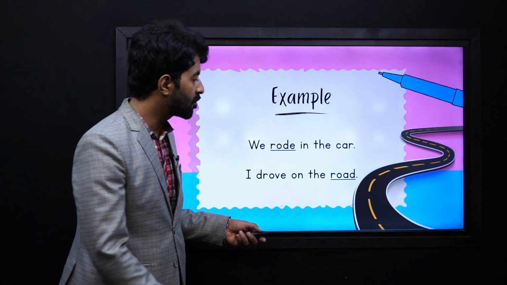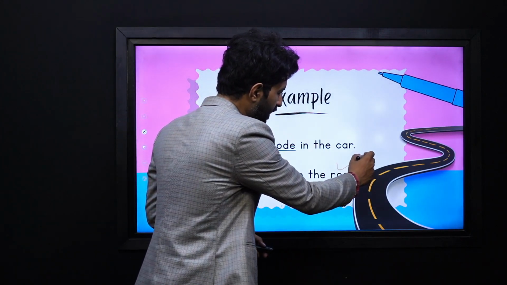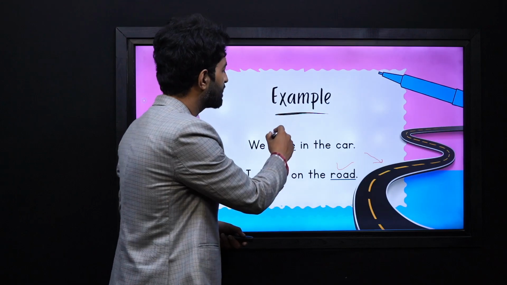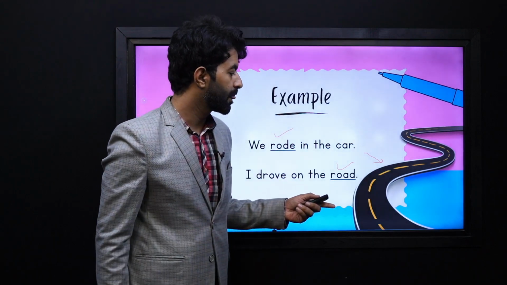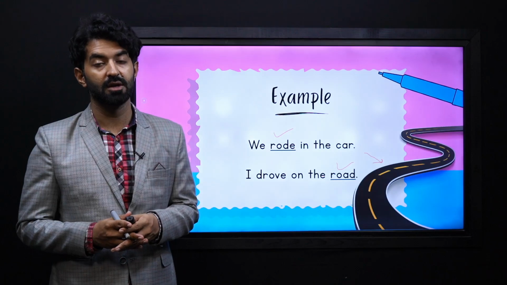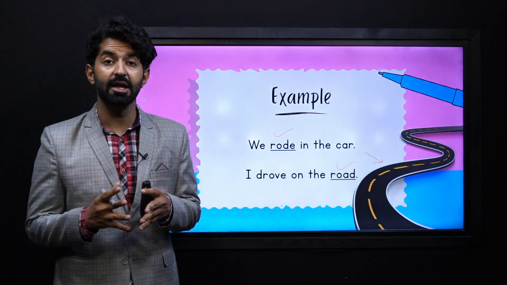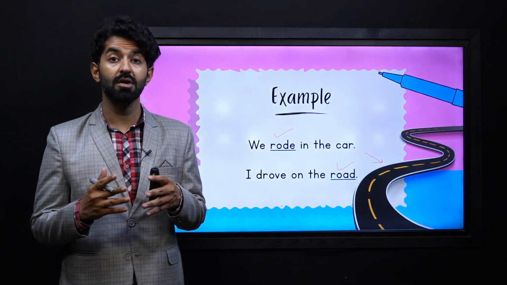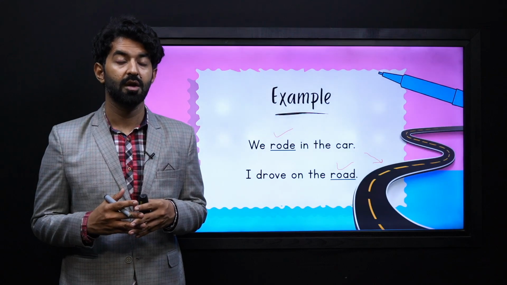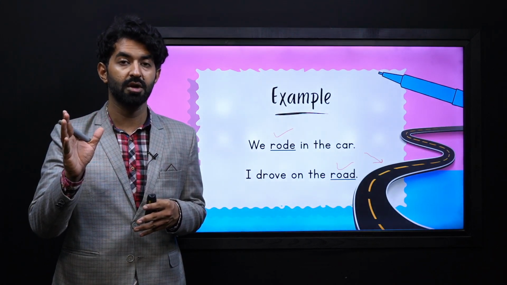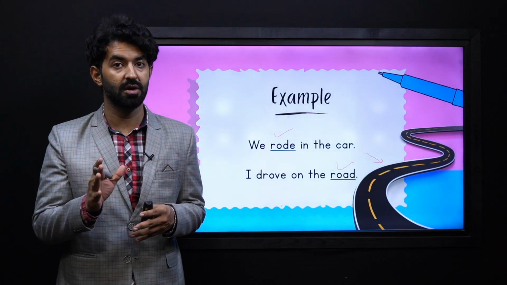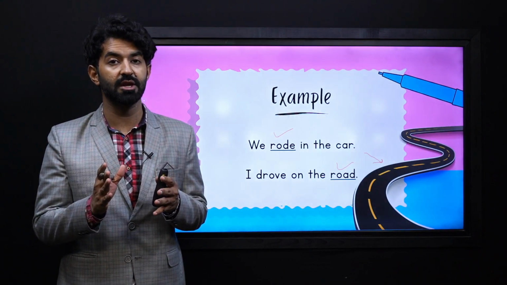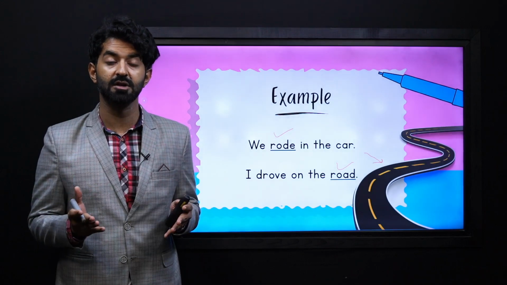I drove on the road. The road, we are talking about this road, and this is a noun. One is a verb and one is a noun. So homophones can have different categories of parts of speech, but they will still be called homophones because of the similar sound. This is the relation that they share. And also one relation is about the similar spellings that homophones have.